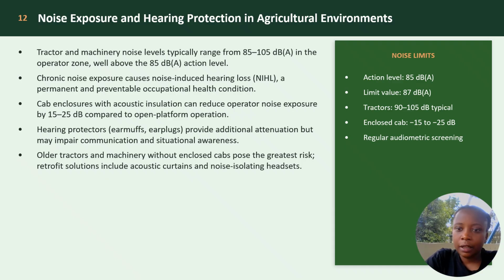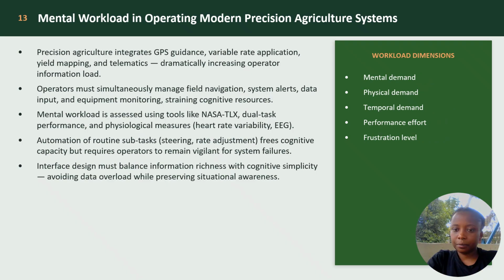85 dBA. Second one, limit values. The third one is tractors between 90 and 105 dBA, typically included the cab, radar, automatic screen.